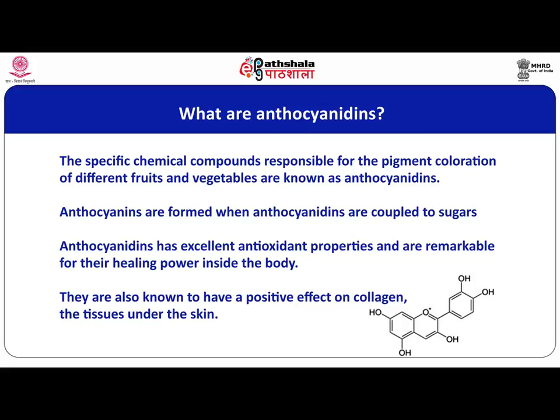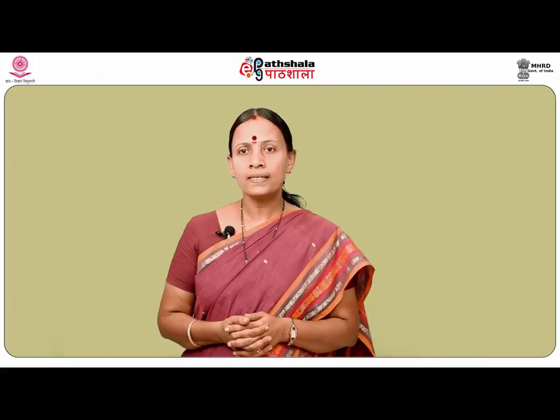The health benefits of anthocyanidins are similar to those of other plant-based chemicals readily available in a wide range of plant foods. Anthocyanidins have excellent antioxidant properties and are remarkable for their healing power inside the body. The health benefits of antioxidants include anti-carcinogen qualities, better heart health and a range of other positive effects. They are also known to have a positive effect on collagen, the tissues present under the skin.